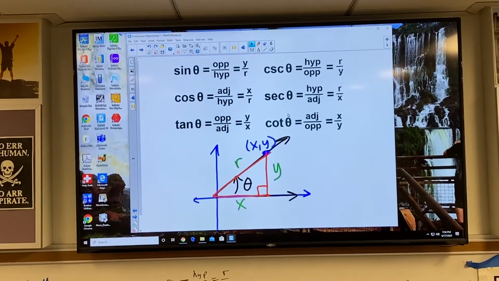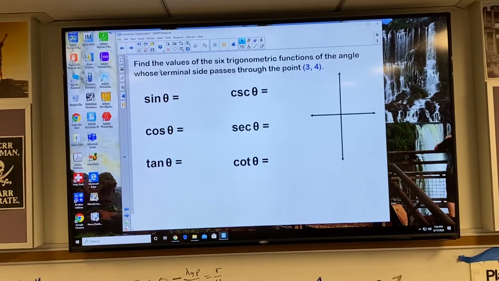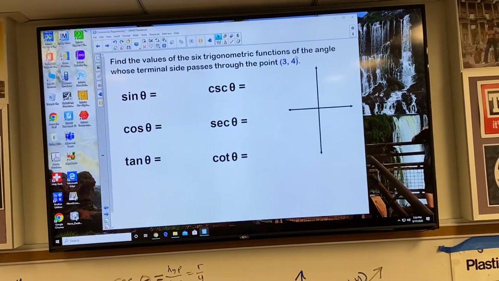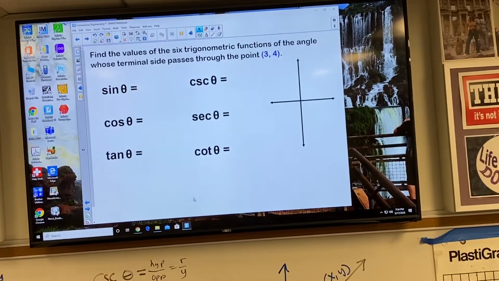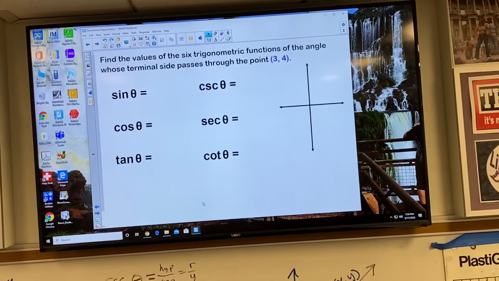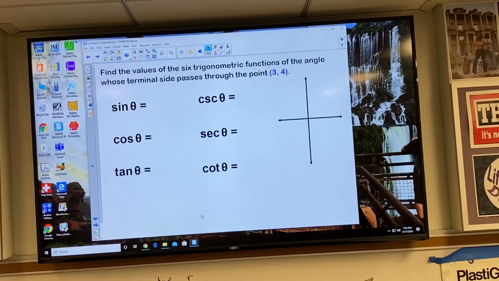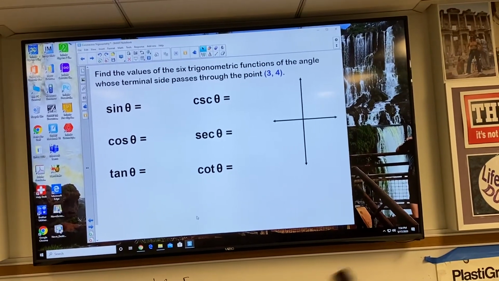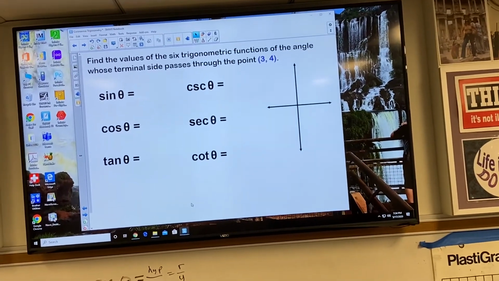Okay. So here's going to be the first type of problem we're going to do. Find the values of the 6 trig functions of the angle whose terminal side passes through the point (3, 4). This is a very simple and easy one. You're going to like this one. They get worse than this, but this is the easiest kind. Probably the easiest one on the face of the earth, right here.